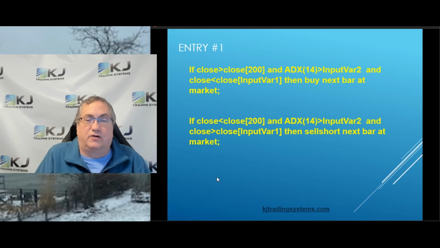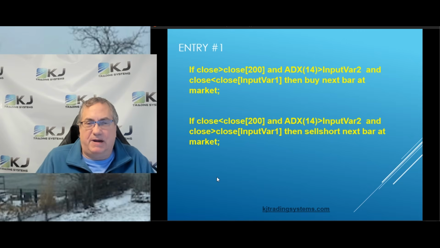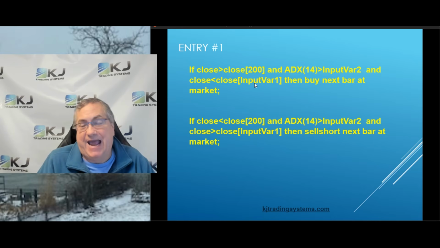So let's take a look at the rule in easy language. It should be pretty readable for you, but it's saying if the close is greater than the close 200 bars ago, and the ADX is above a certain threshold, and the current close is less than the close another variable number of bars ago, this would be a shorter term. So this might be 10.